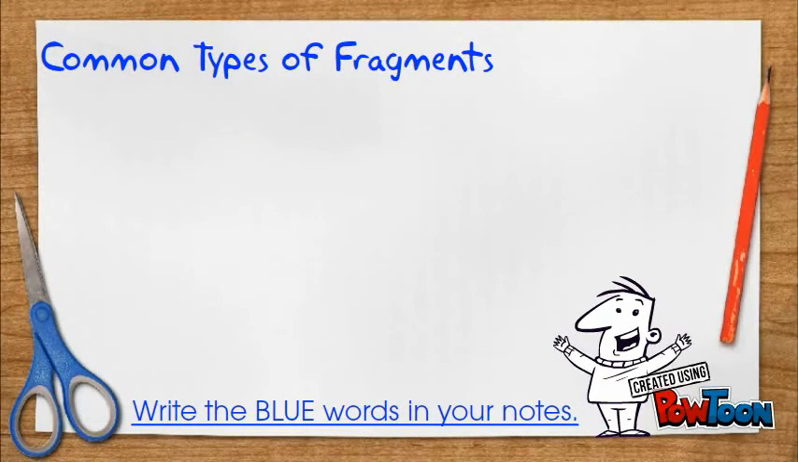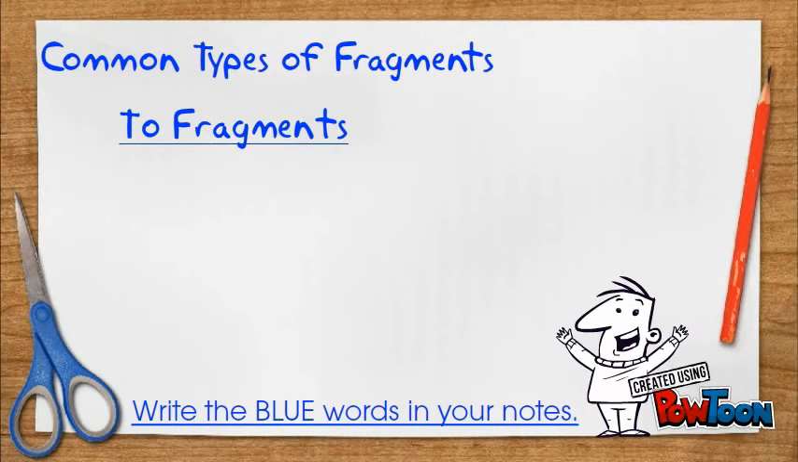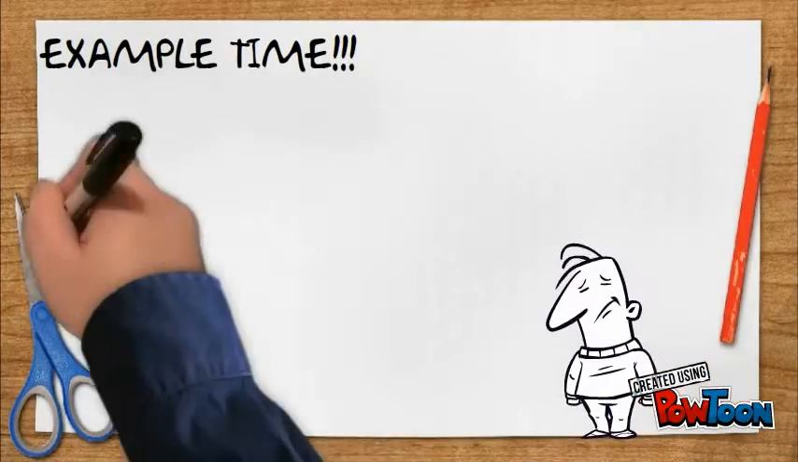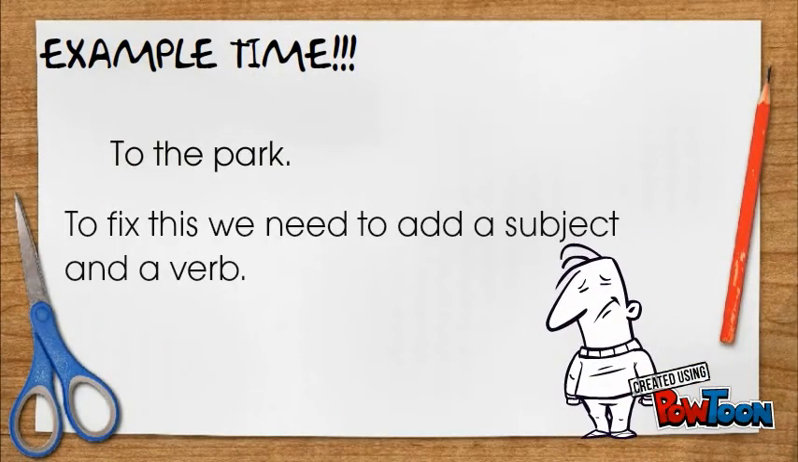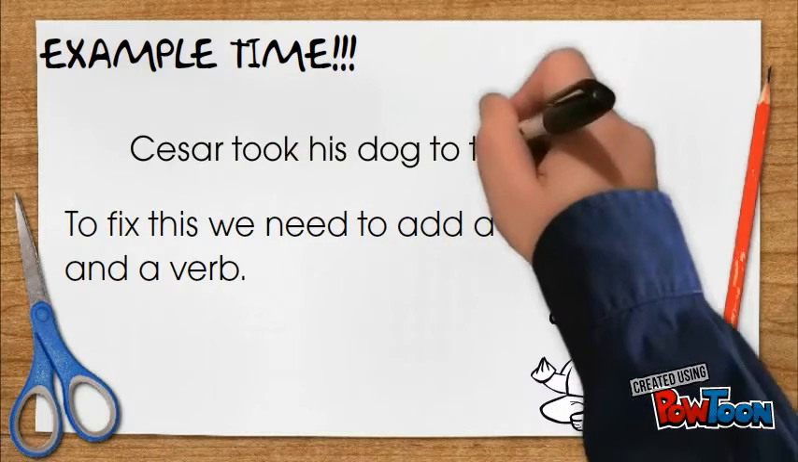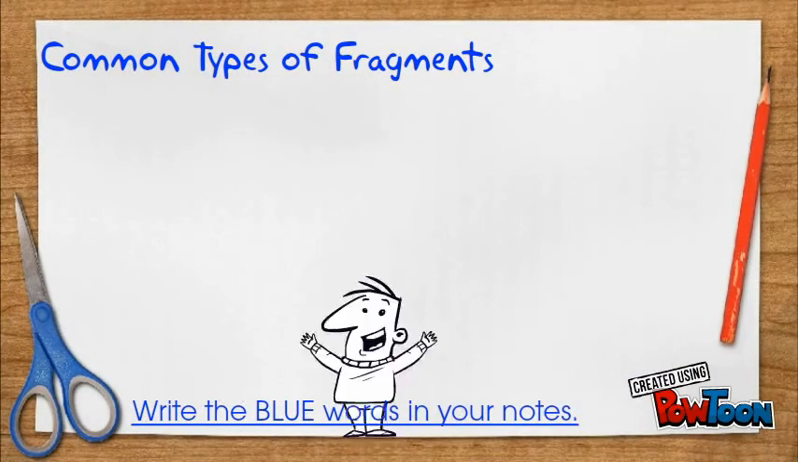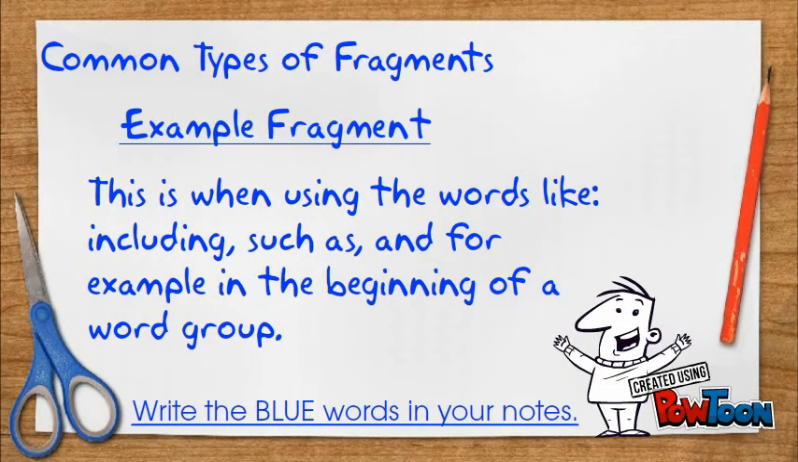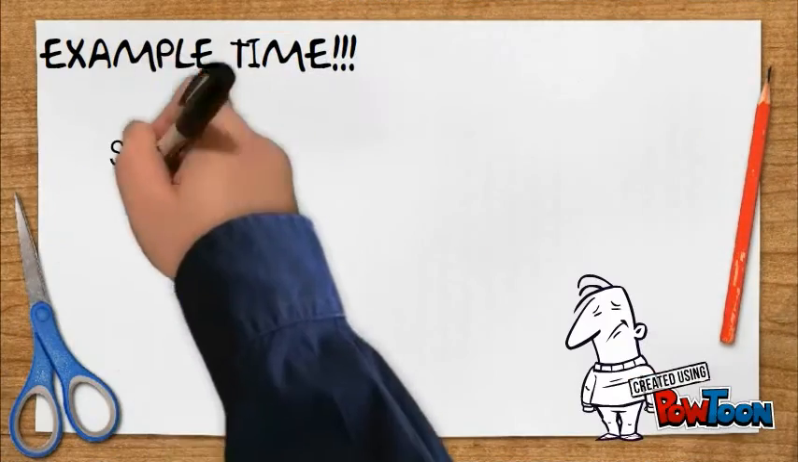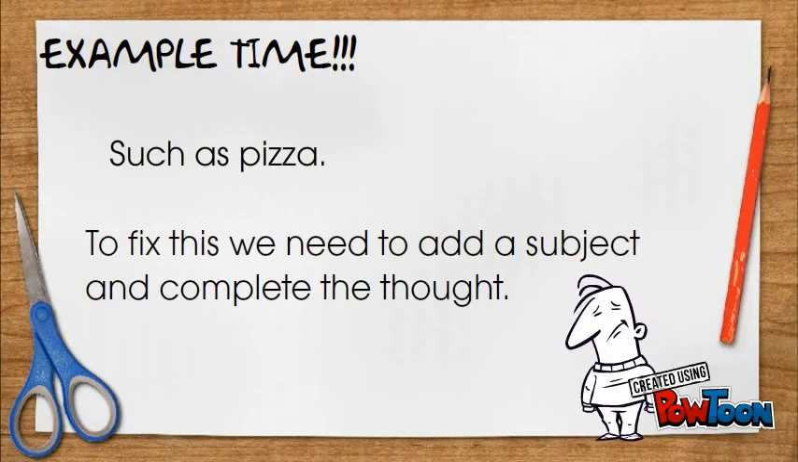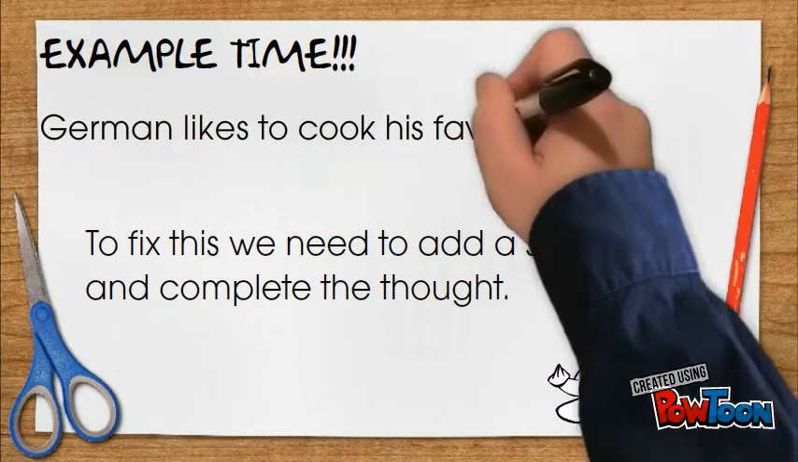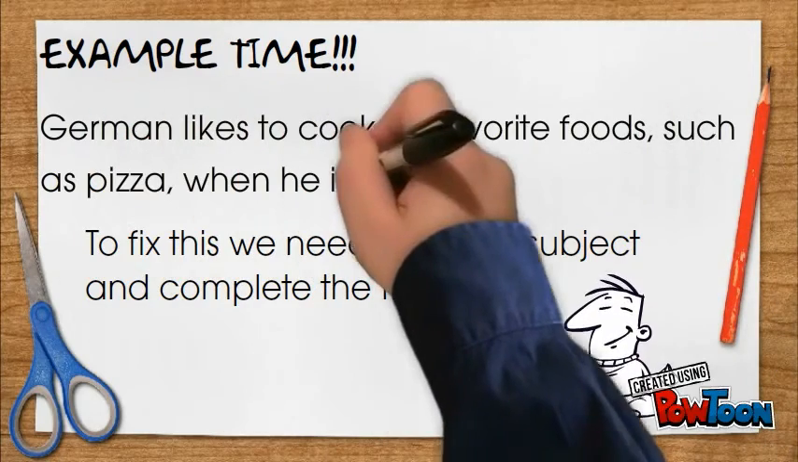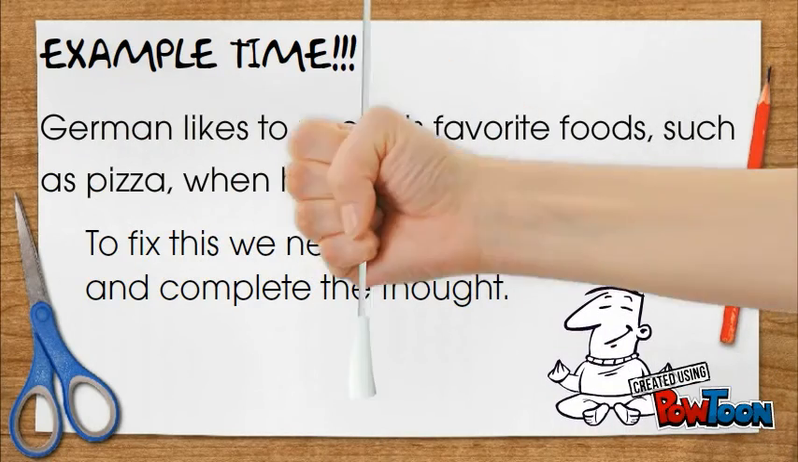There are also fragment errors called to fragments. This is when a word group begins with the word to. Example, to the park. How should we fix it? Caesar took his dog to the park. Finally, the last fragment error is called an example fragment. It happens when using words like including, such as, and for example. Here's an example. Such as pizza. To fix this, we need to add a subject and to complete the thought. German likes to cook his favorite foods, such as pizza, when he is at home.